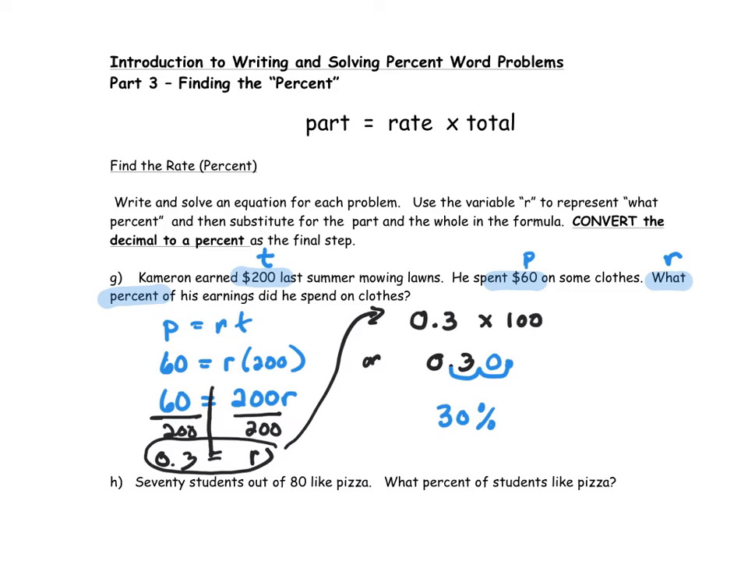So let's go back and look at the question. What percent of his earnings did he spend on clothes? 30%. We're now going to write that in sentence form. Cameron spent 30% of his earnings on clothes. So now let's go on to our second example.